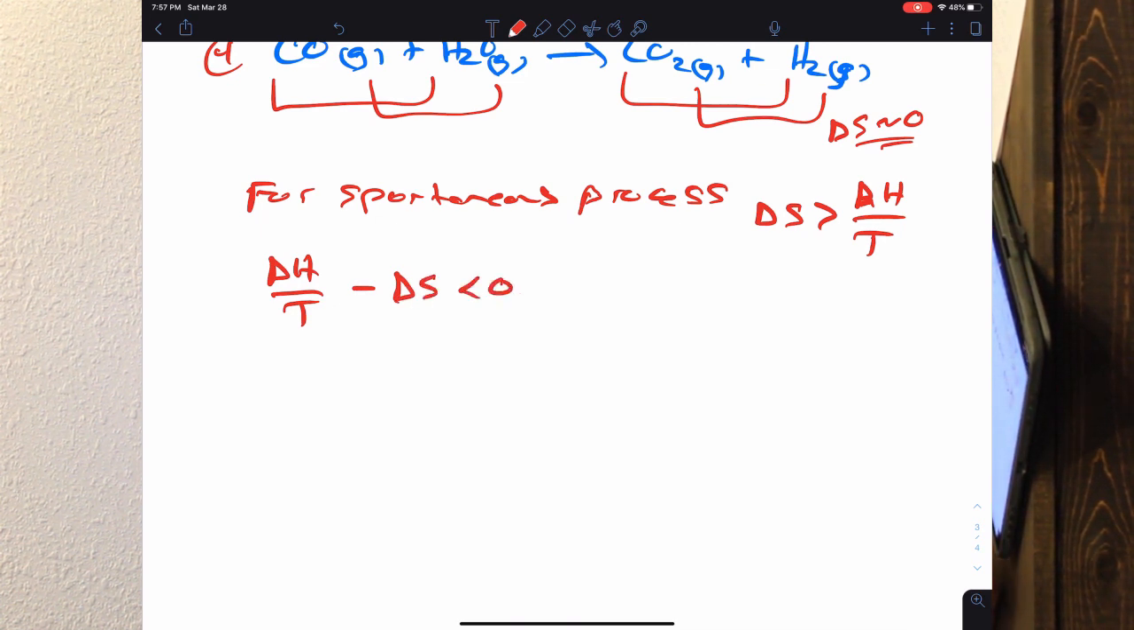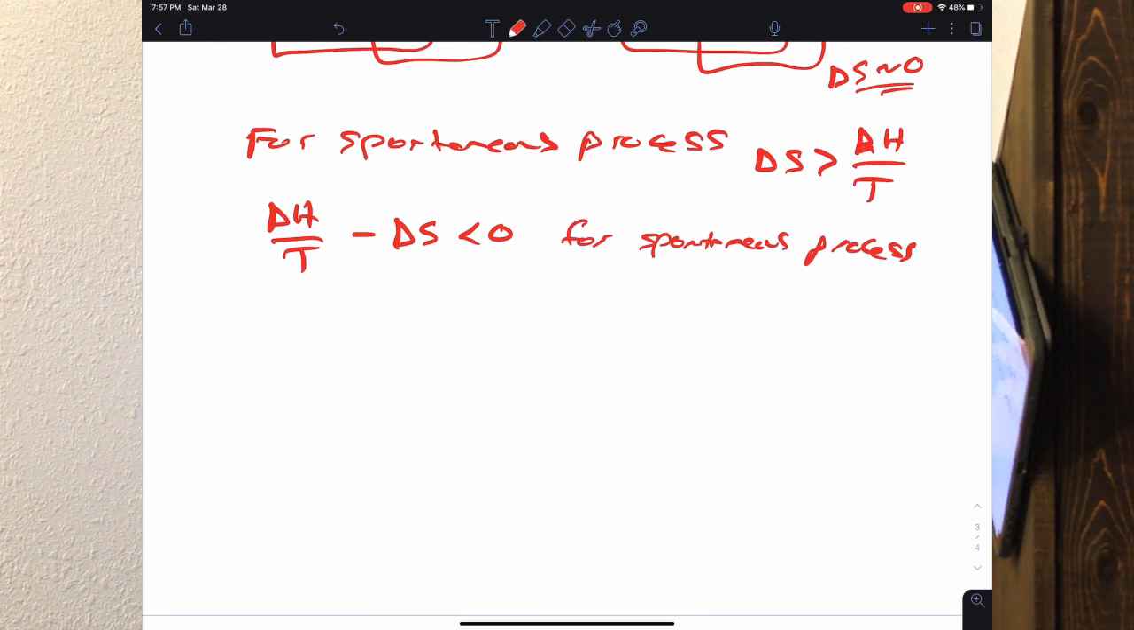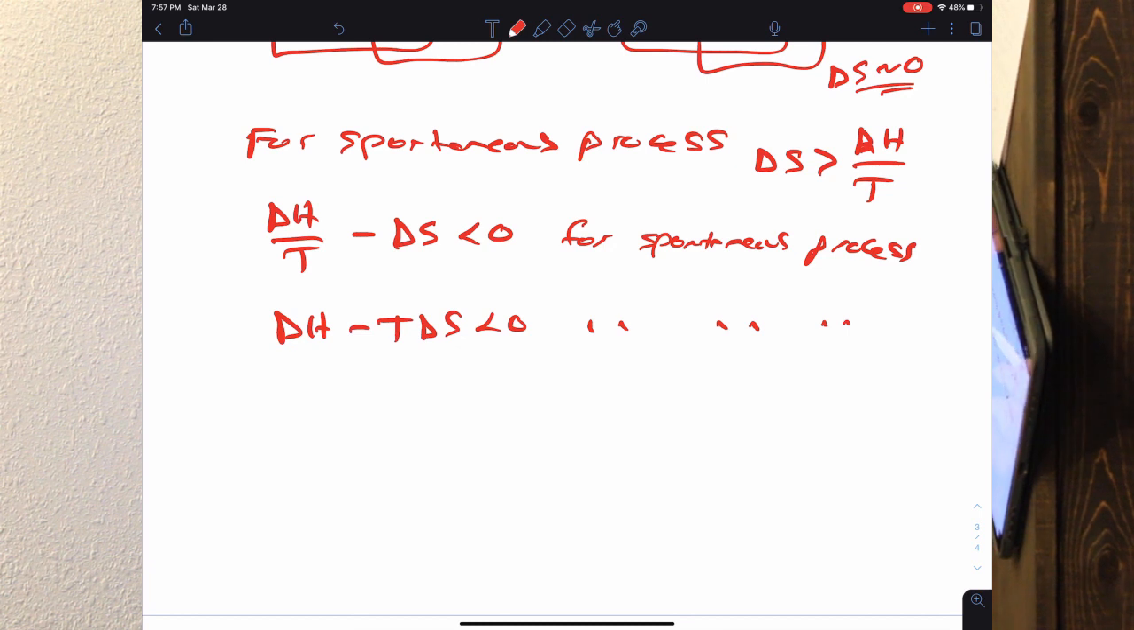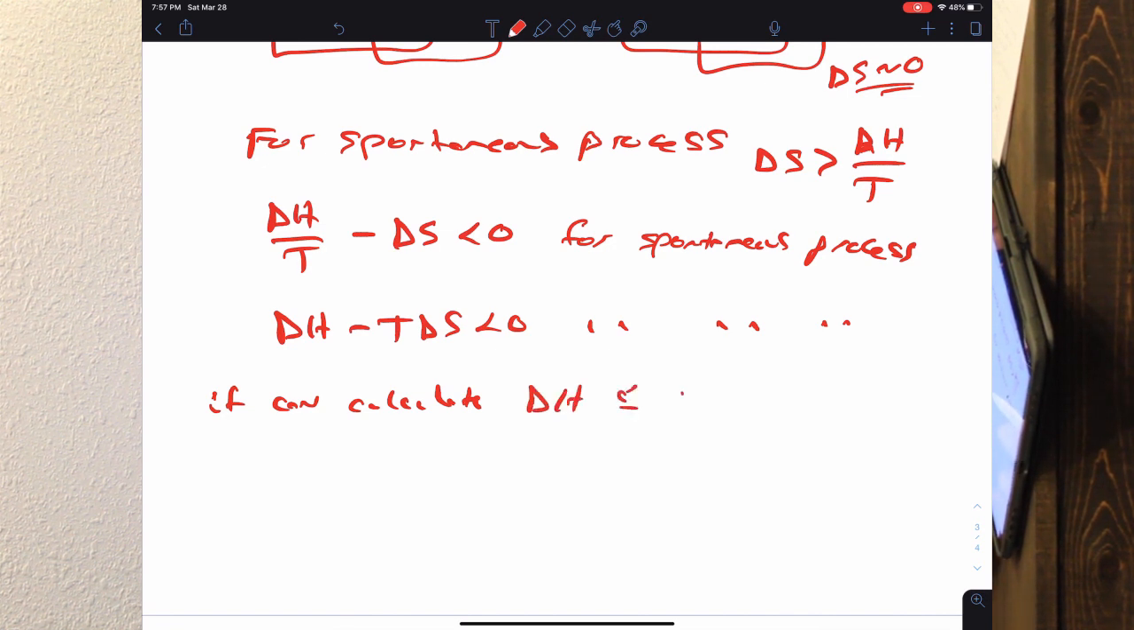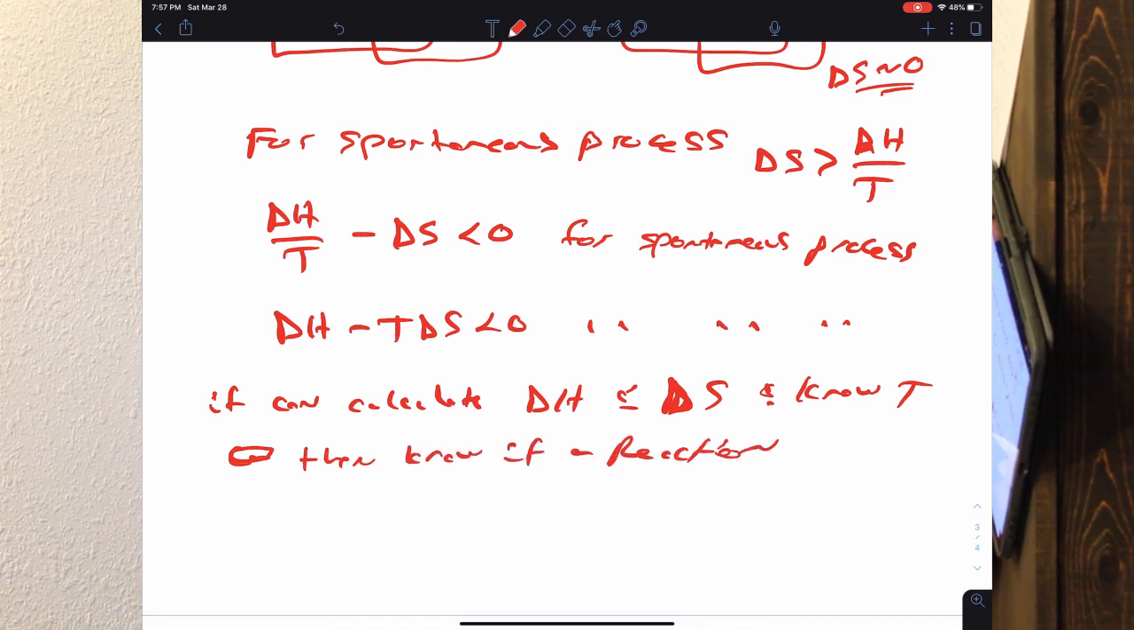So if we rearrange that equation, delta H over T minus delta S is less than 0 for a spontaneous process. And if we multiply everything by T, delta H minus T delta S is less than 0 for a spontaneous process. So basically, if you can calculate delta H and delta S, and you know the temperature, then you know if a reaction is spontaneous or not.